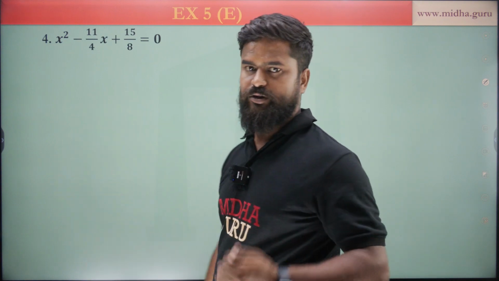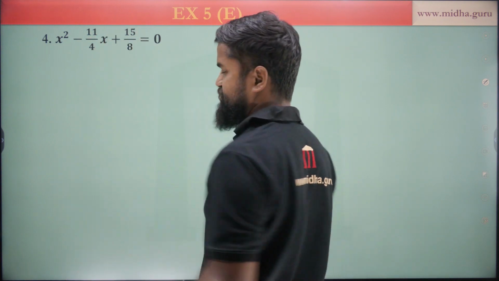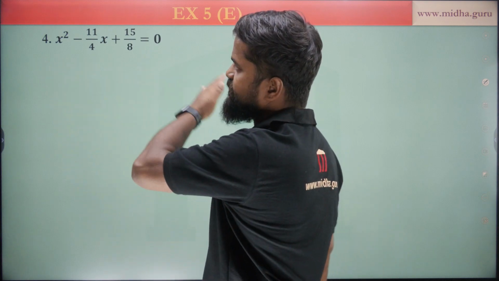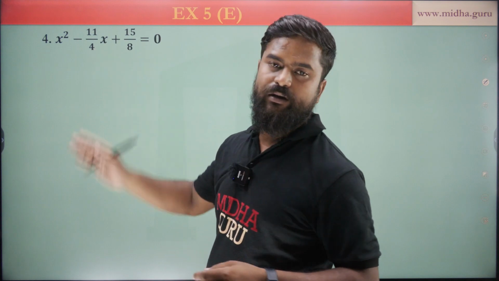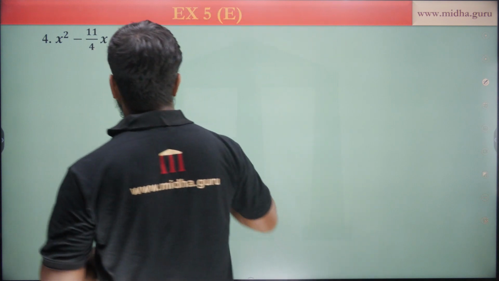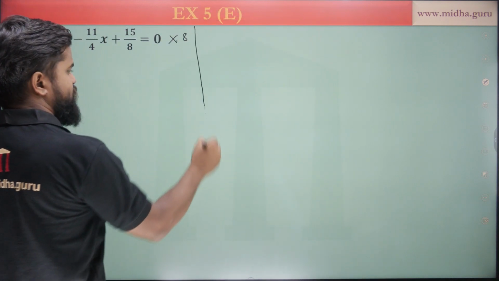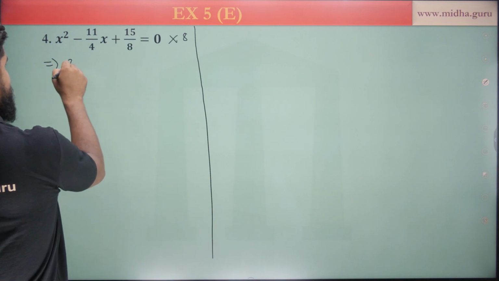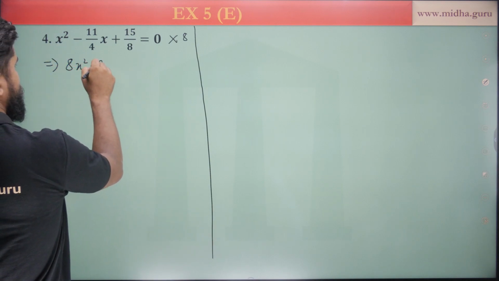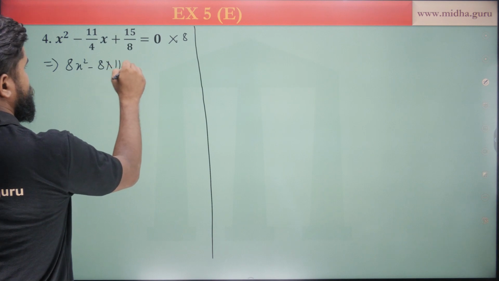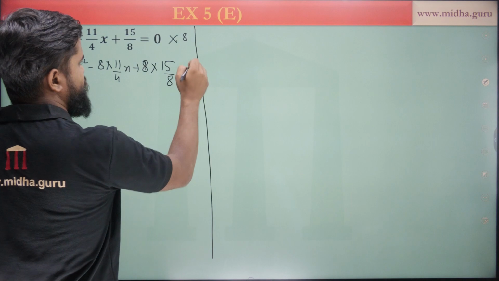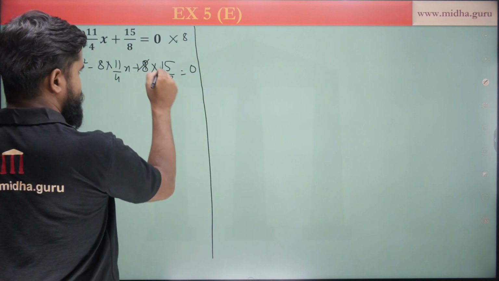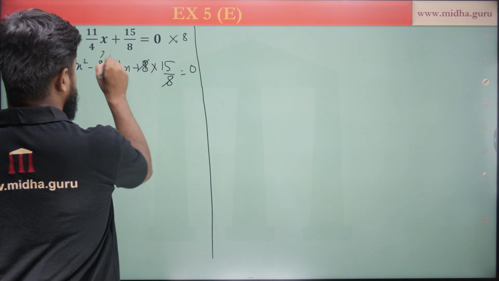We can solve this problem taking this as b and this as c, or we can multiply this 8 to this whole equation so that there will be no fractions present in that equation. So I'll just multiply this equation by 8. If I multiply 8, I'll get 8x squared minus 8 into 11 by 4x plus 8 into 15 by 8 is equal to 0, since 0 into 8 is always 0. So this 8 gets cancelled and this becomes 2.